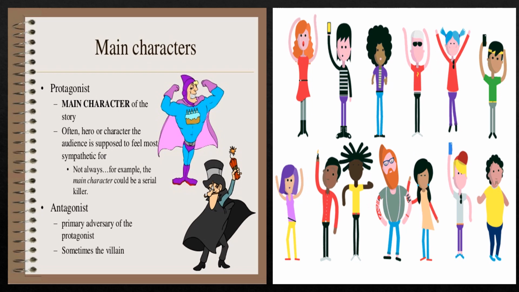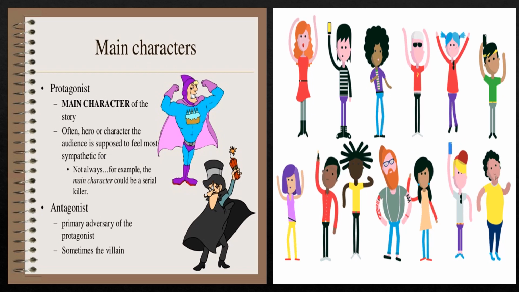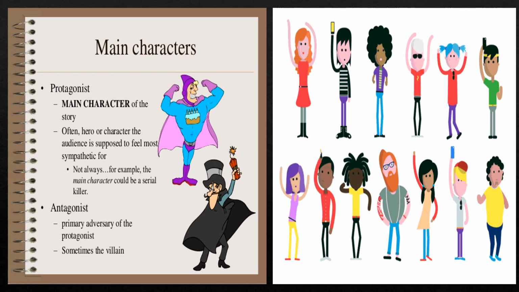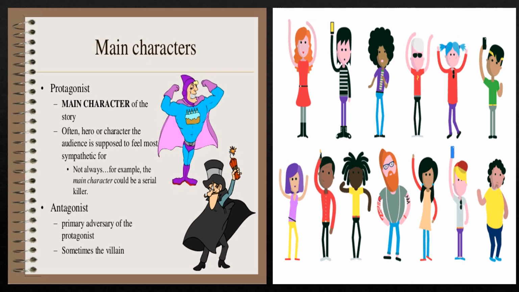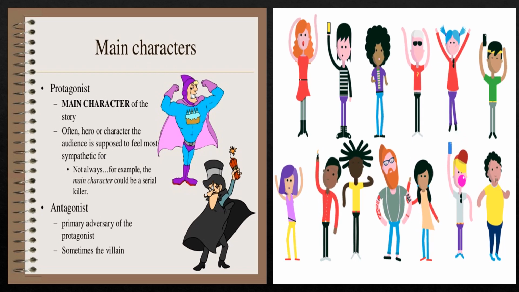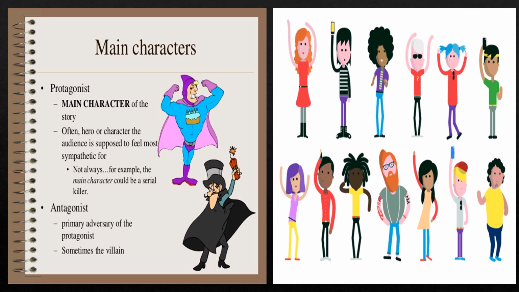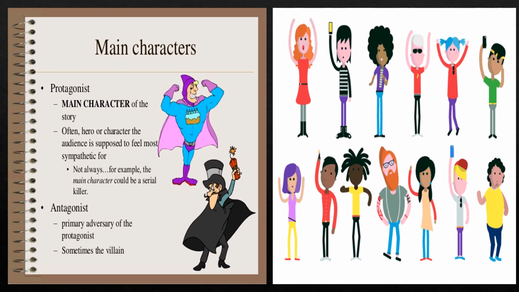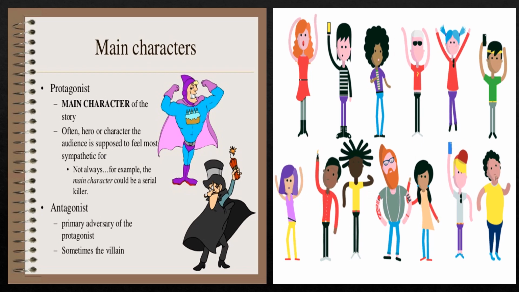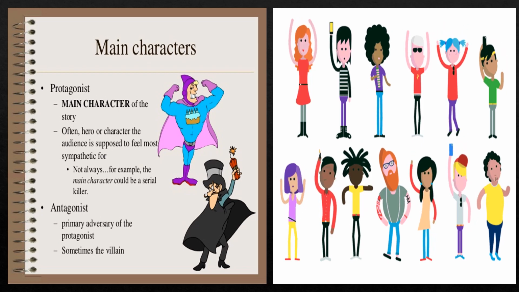The main character in the story is called the protagonist, often the hero or character the audience is supposed to feel most sympathetic to. The antagonist is the primary adversary of the protagonist. Sometimes it is called the villain.